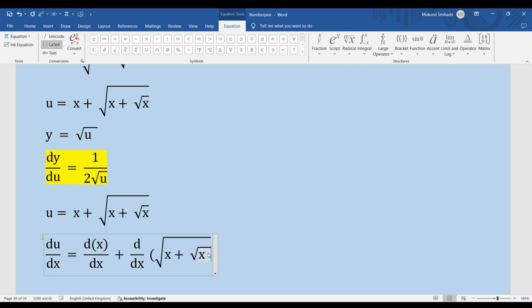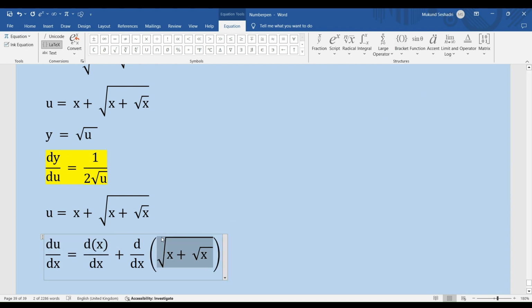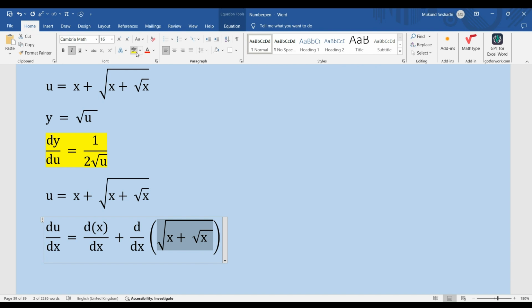I'm talking about the one highlighted in brackets. So I'm talking about d by dx of square root of x plus root x, right? So let me highlight it in, say, turquoise. So I'm gonna put a link to the video in the description that solves for d by dx of square root of x plus root x, right? So please note that.